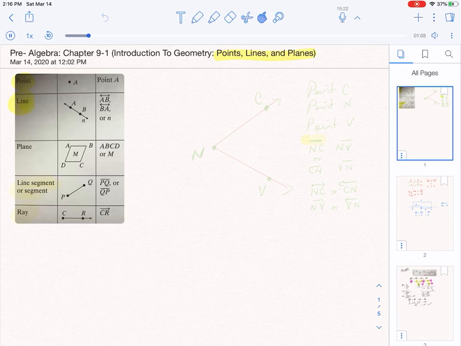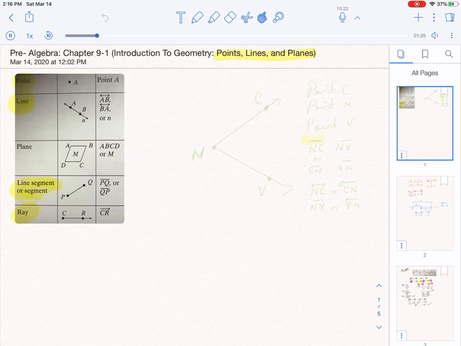Okay, and then line segments. A segment is this connection between two endpoints. And then there's a ray. A ray needs to have one endpoint, and it goes in one direction.